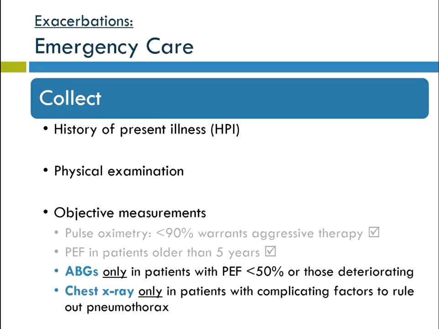We are also only going to consider a chest x-ray in patients who have complicating factors, to make sure that they are not having a pneumothorax too. If it doesn't say that they have complicating factors, if it doesn't say we're trying to rule out a pneumothorax, we do not need a chest x-ray. That's just another expense that falls to the patient. Alright? So what other things are we considering when we get to emergency care management?